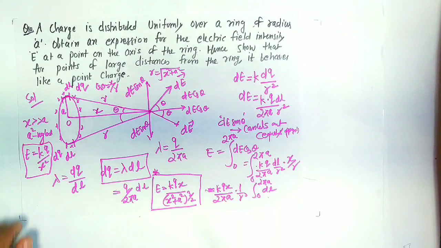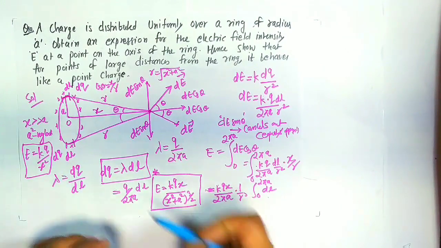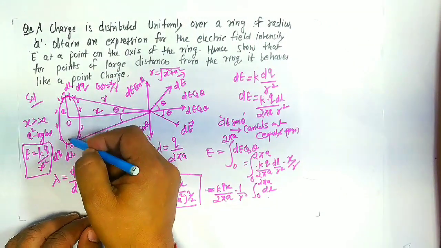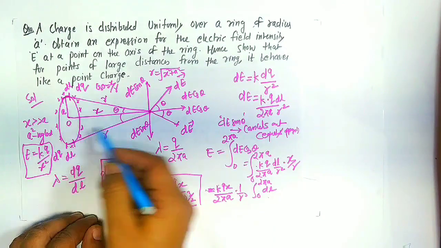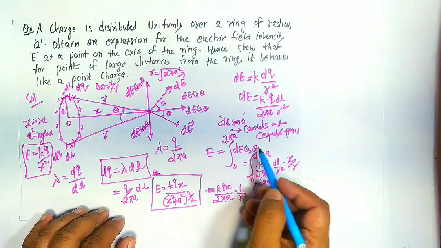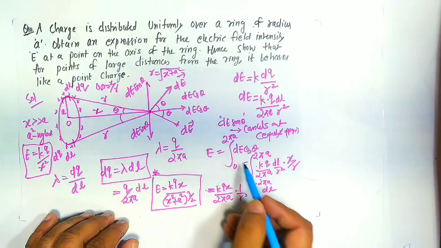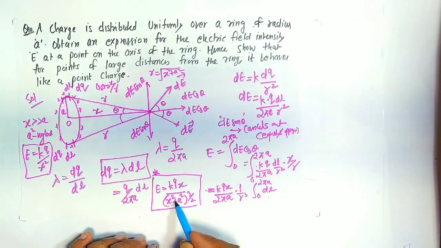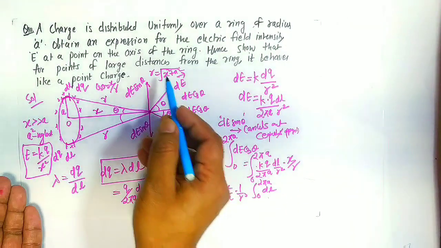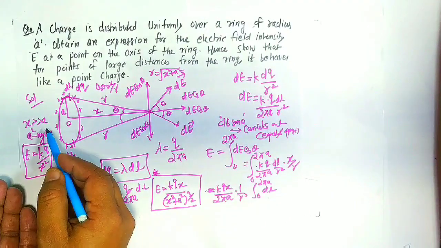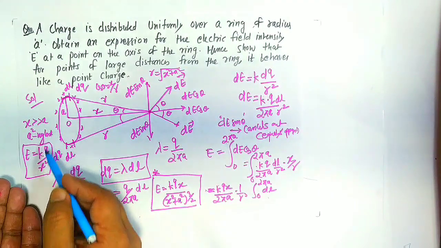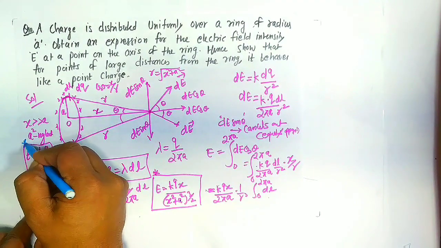So this is a very important concept. You just go through it. This is a ring. These are the two dq charges we have kept on the ring. How do you calculate it? Sin theta cancels out. Integration of d cos theta, you solve it. You'll get this answer. But when we talk about large distances, x is greater, a square is neglected, and this behaves as a point charge.